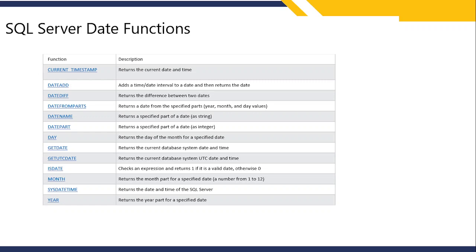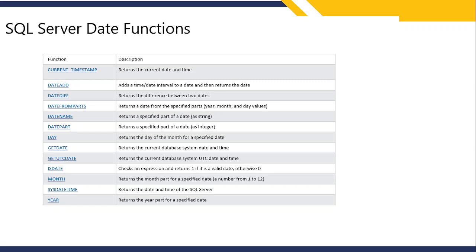So I can pass in one parameter to specify what date interval I want to add: 3 months, 3 years, 3 days, 3 weeks. I can specify that and then it will give me a new date. DATEDIFF returns the difference between two dates. I pass in the two dates and then it shows me the difference between them.